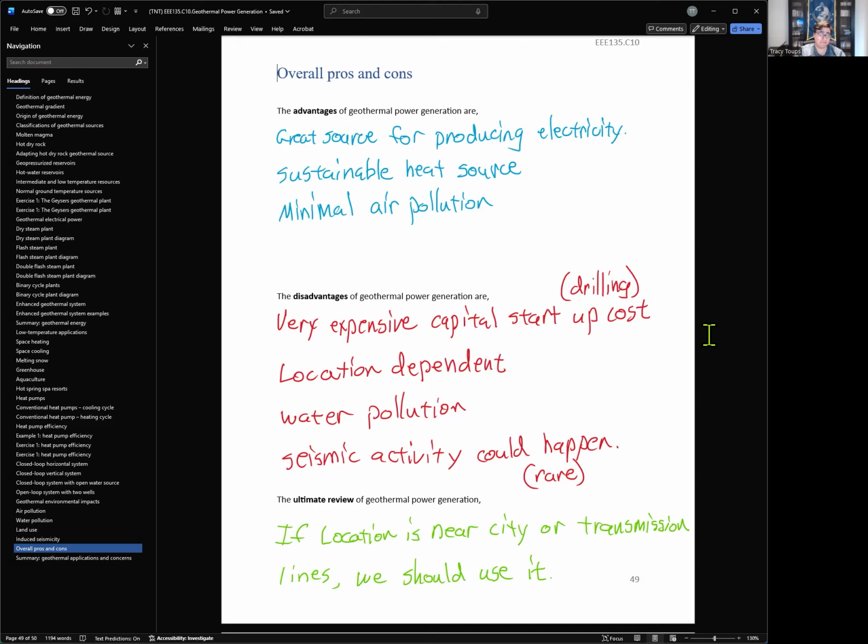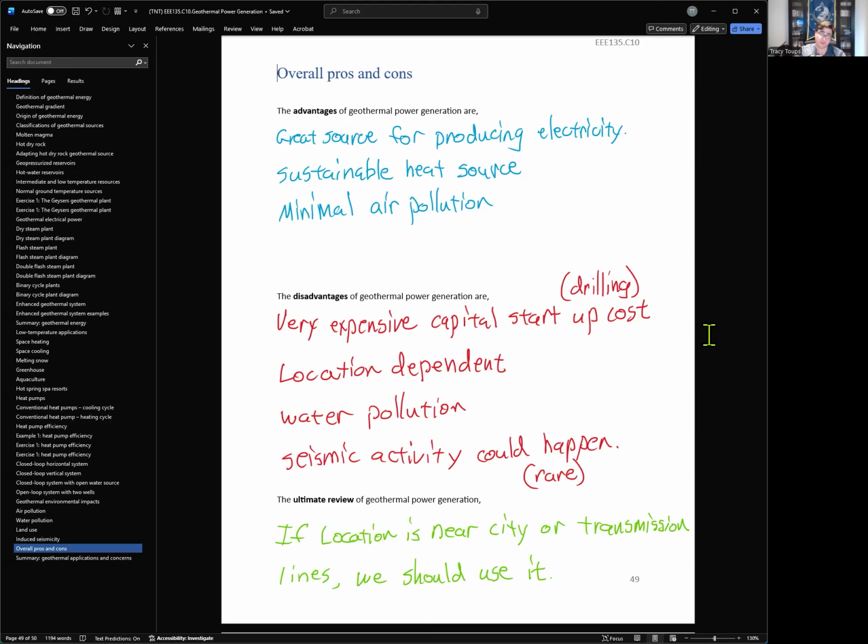It's location dependent, right? You have to do surveying to figure out where the geothermal sites are that we can use. And then we have to build a plant there. Okay. And it could be in a very bad spot and we don't do it, right?